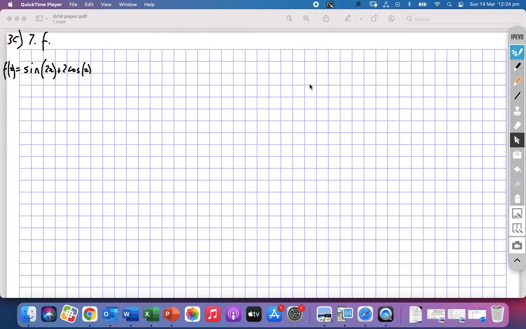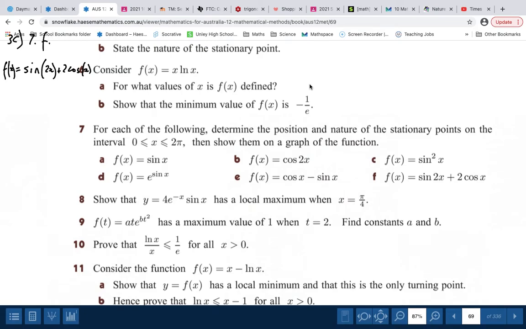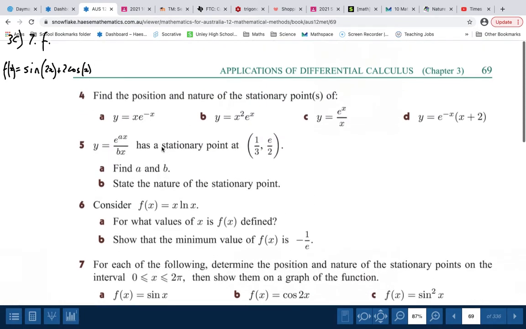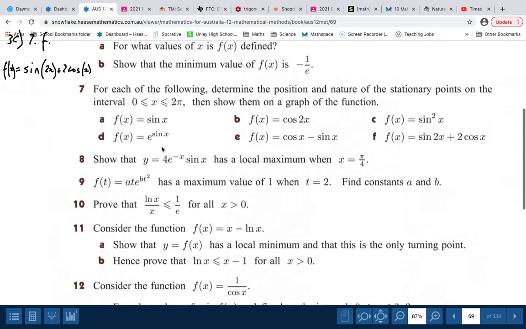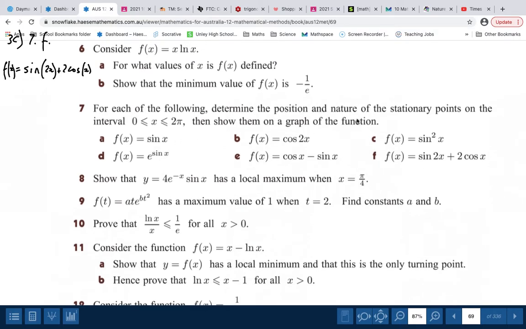Good. We are looking at exercise 3C from the textbook. This is the section on finding stationary points. Determine position and nature of stationary points on the interval x lies between 0 and 2 pi radians. Show a graph of the function, and here's the function I'm going to look at, f. Thought this one was a bit harder. And I've used an angle identity in it because that makes the question a bit easier.